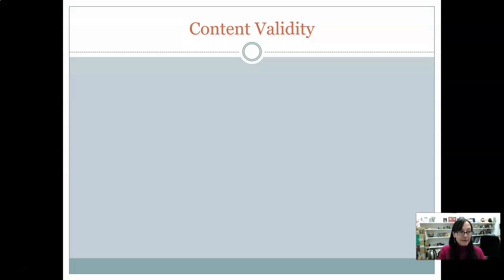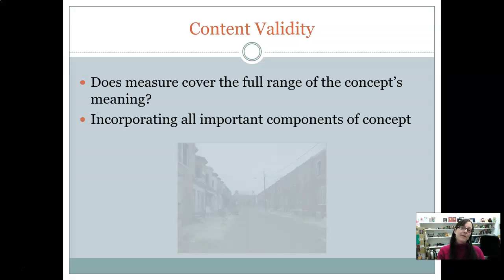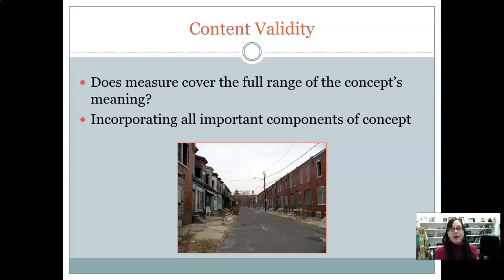And then content validity. Content validity is basically asking if the variable that you're coming up with covers the full range of that concept's meaning. So making sure you're incorporating all the important components of a concept in order to talk about the entirety of that concept. A lot of concepts have a lot of things that go into them, and if you're only measuring this much of a concept, you can't then talk about the entire thing. So content validity is making sure we're measuring everything that relates to the thing we want to talk about.